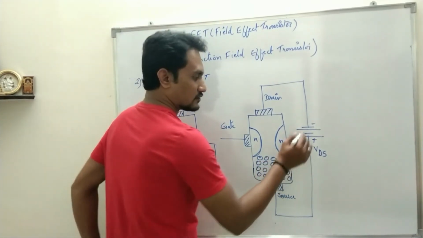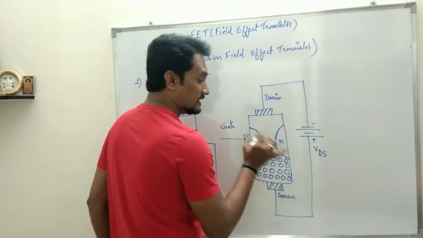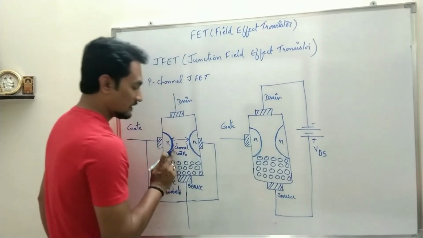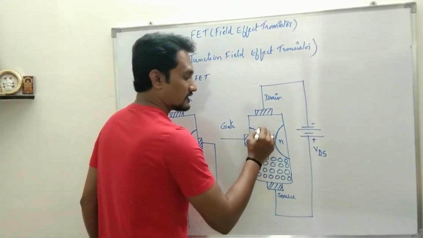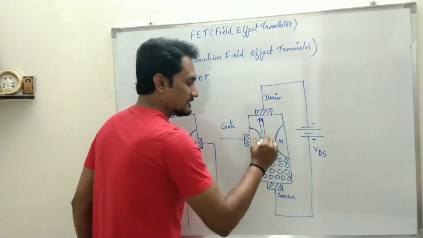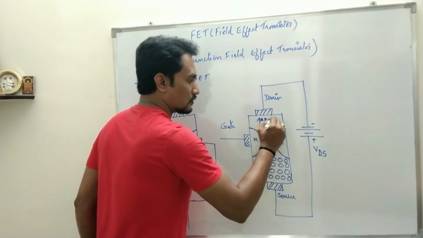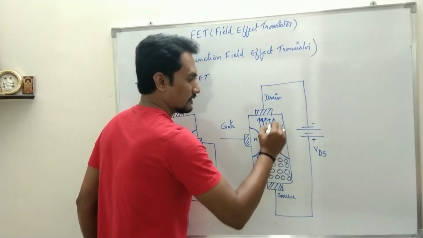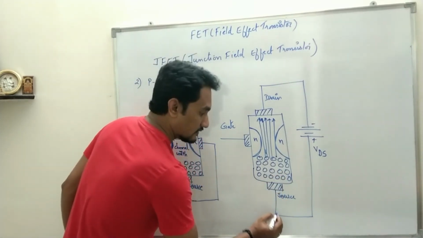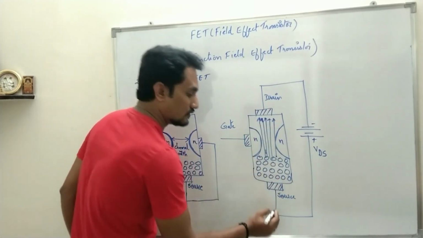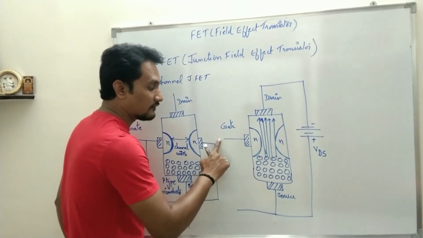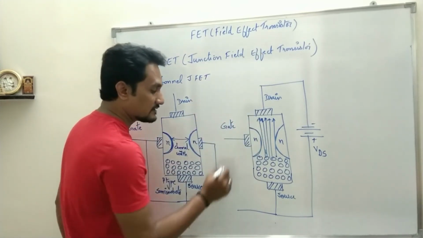As soon as this potential is applied, at this point there is no opposition to the charge carriers. The channel width is maximum. So if the channel width is maximum, the charge carriers will easily travel from source to drain. This current flowing from source to drain has to be externally controlled by applying an external field. That is how the name field effect transistor comes about.